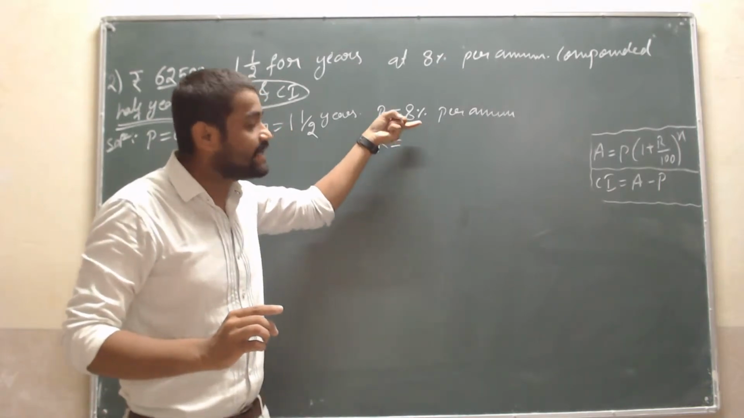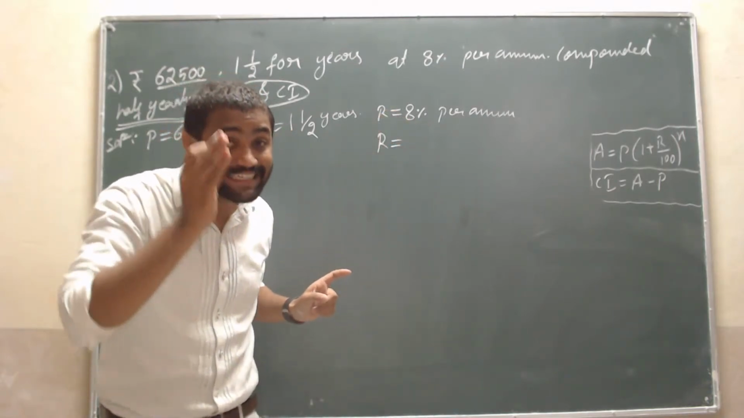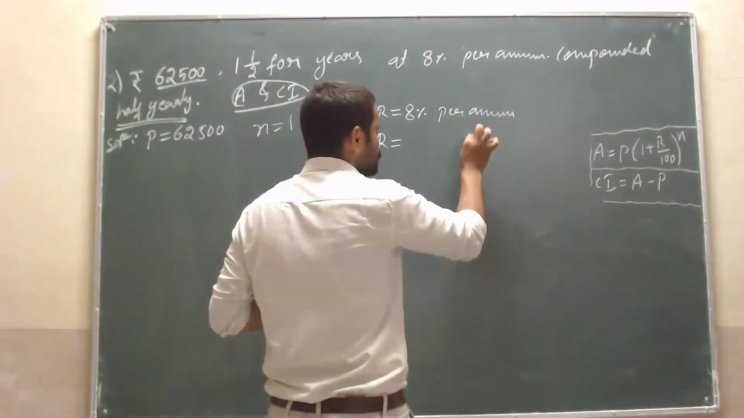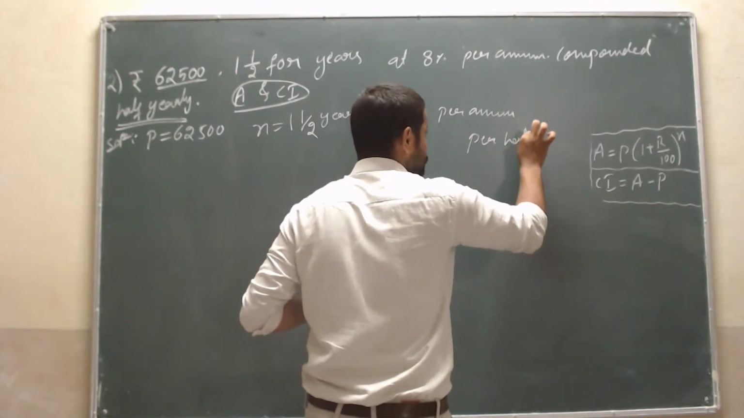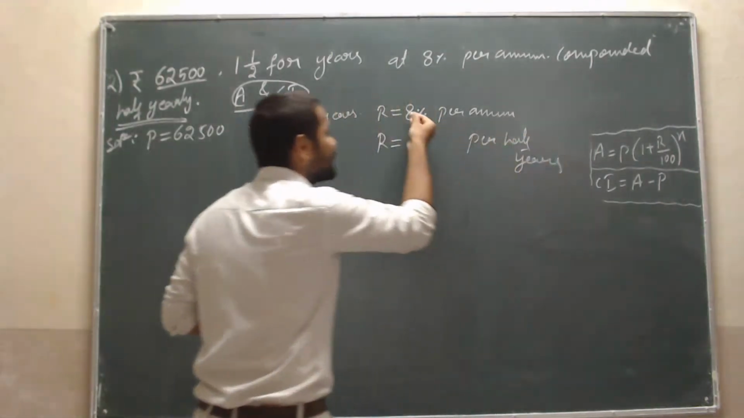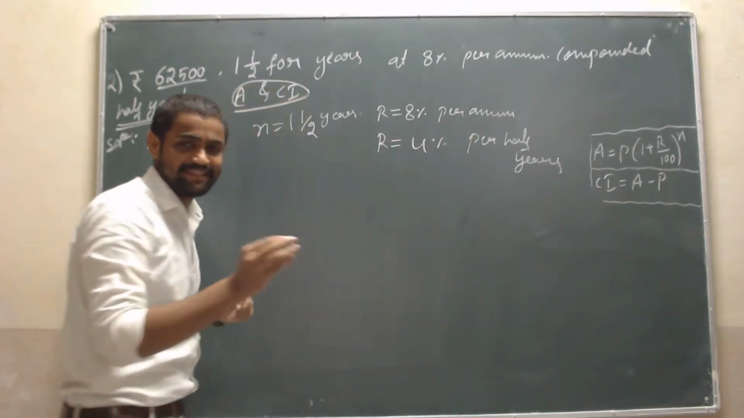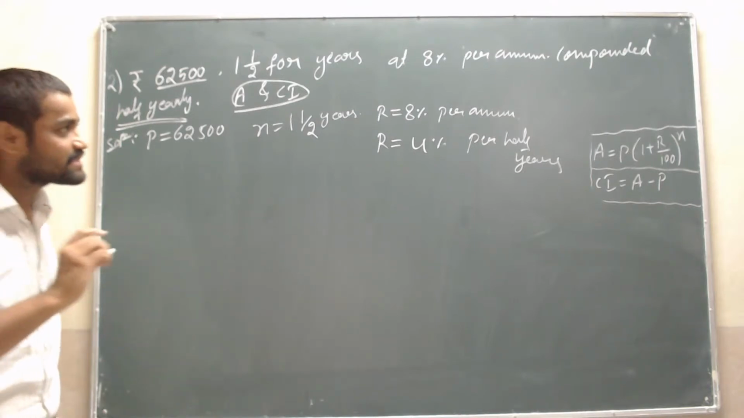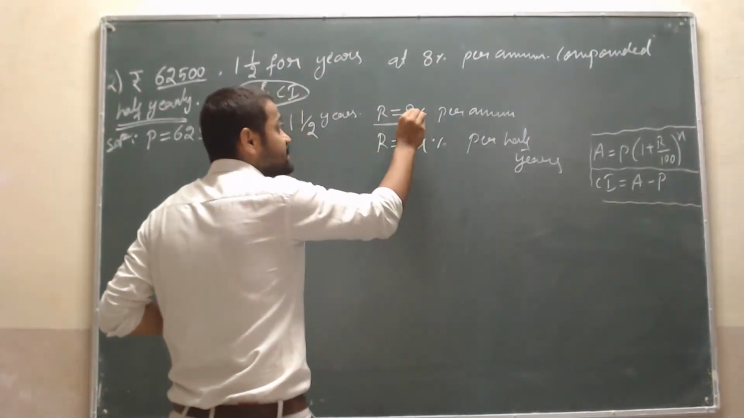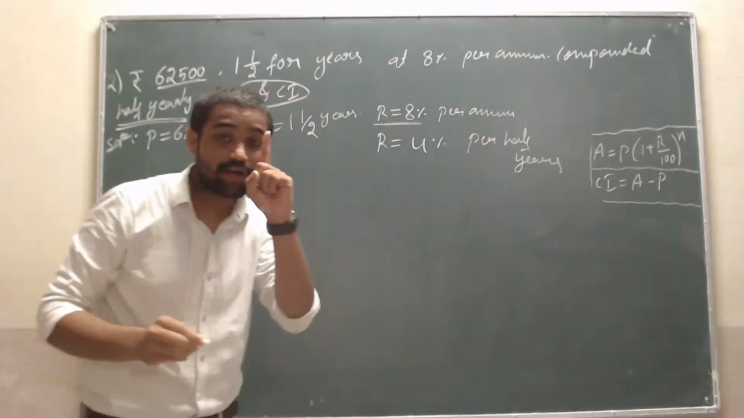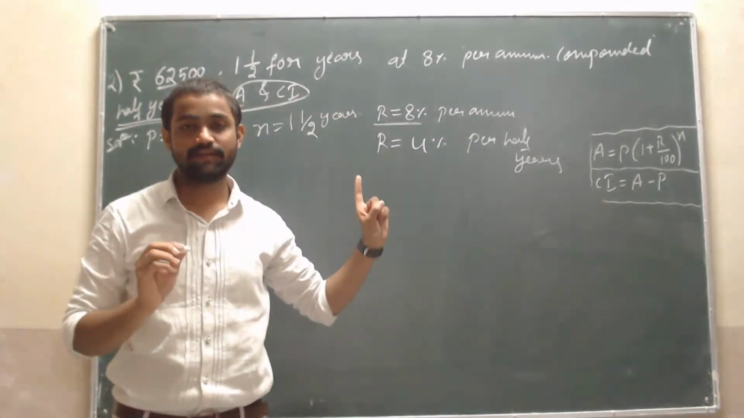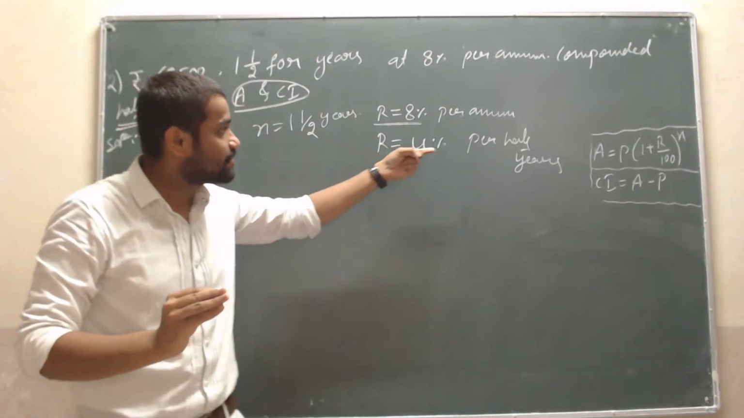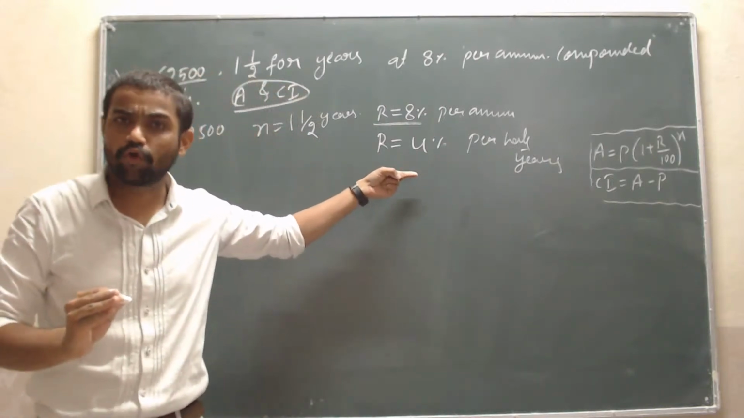Sir, 1 year is 8%, so for half year, 6 months, what will it be? Sir, if we divide by 2 it comes. Are you getting my point? Very good, yes, that is 4%. See here, the rate of interest is 8% per annum. For 1 year, 8% rate of interest is there. For half year, that means for 6 months, it becomes 4%, divided by 2.